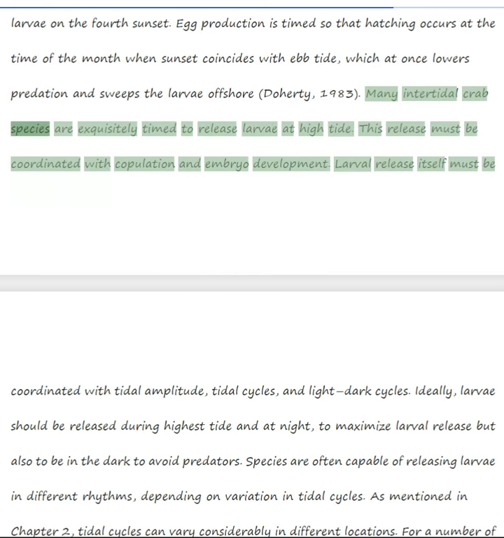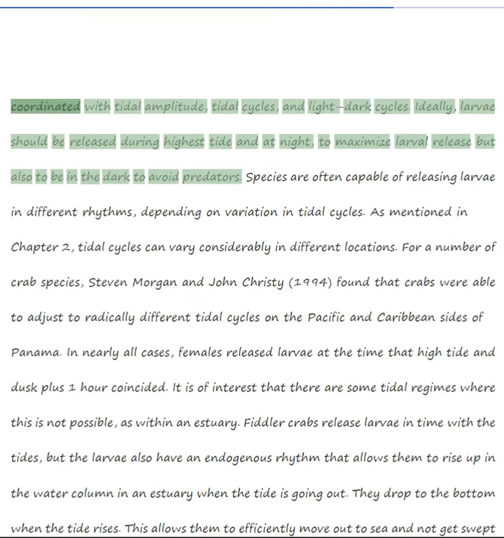Many intertidal crab species are exquisitely timed to release larvae at high tide. This release must be coordinated with copulation and embryo development. Larval release itself must be coordinated with tidal amplitude, tidal cycles, and light-dark cycles. Ideally, larvae should be released during highest tide and at night to maximize larval release, but also to be in the dark to avoid predators.